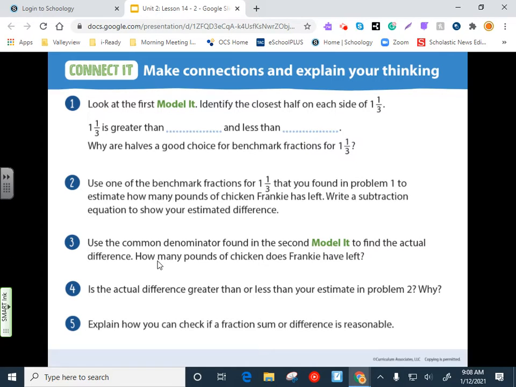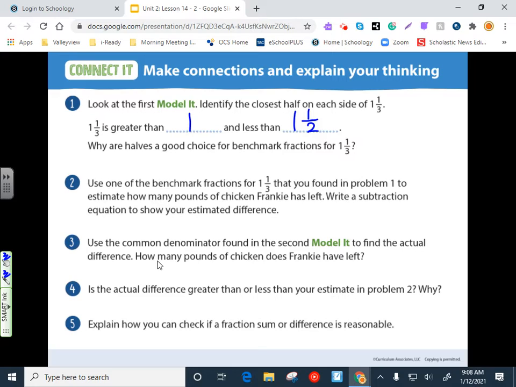Identify the closest half on each side of 1 1/3. All right, we just talked about that. 1 1/3 is greater than 1. Oops, it's green, the color I'm looking for. Greater than 1 and less than 1.5. Again, we wrote that in on the previous page.